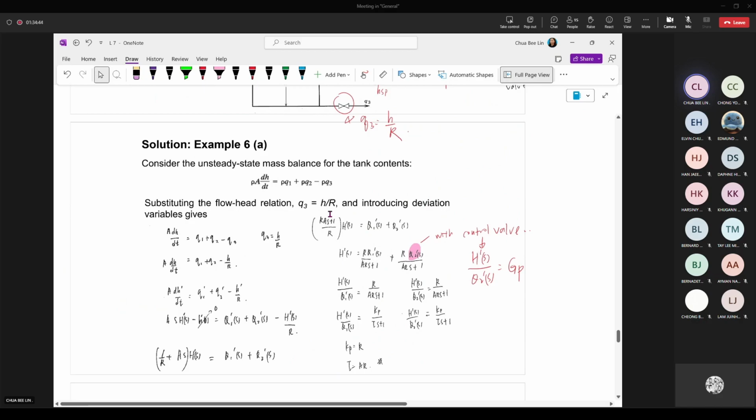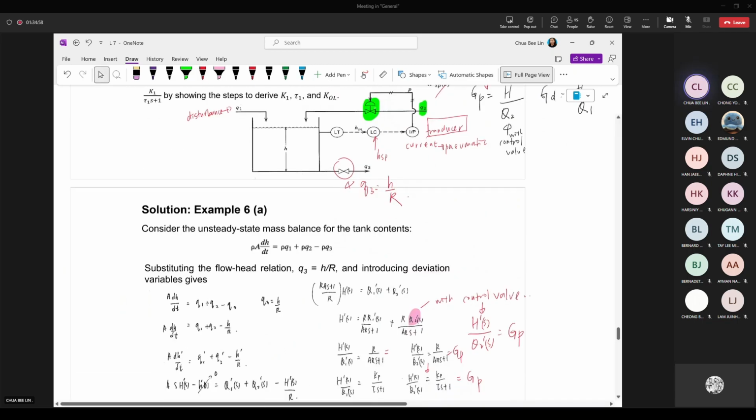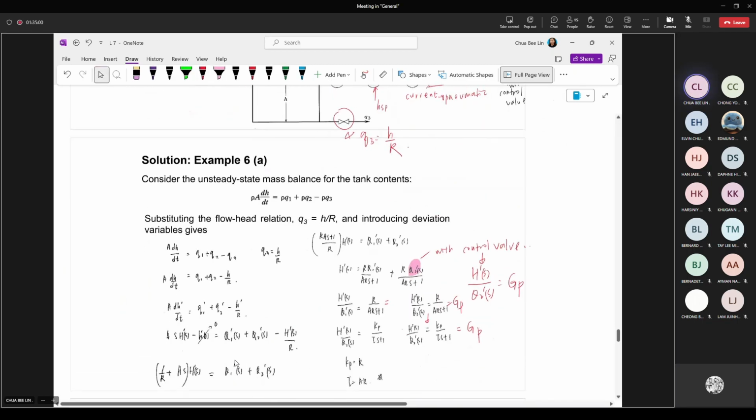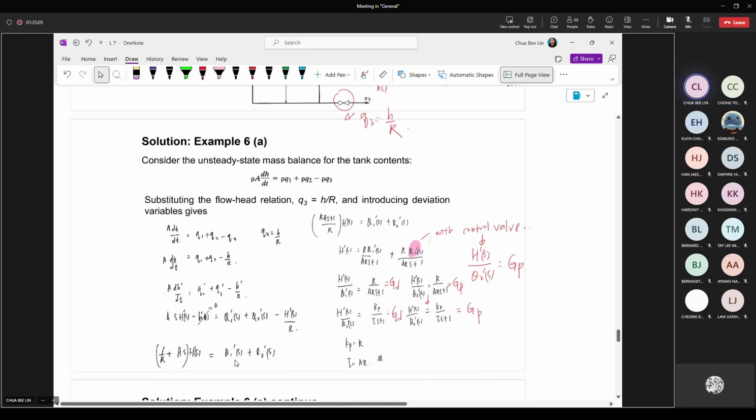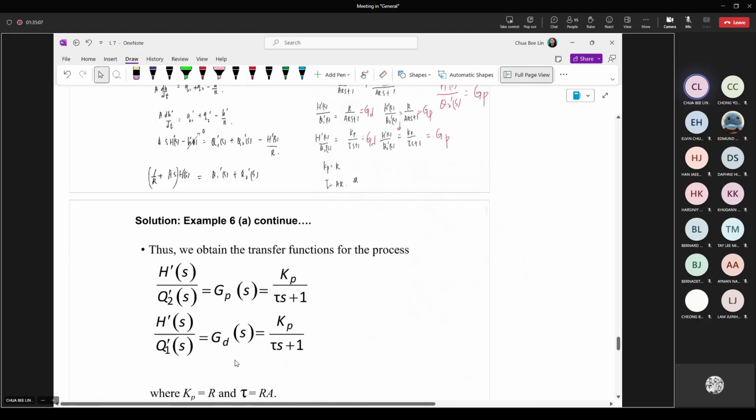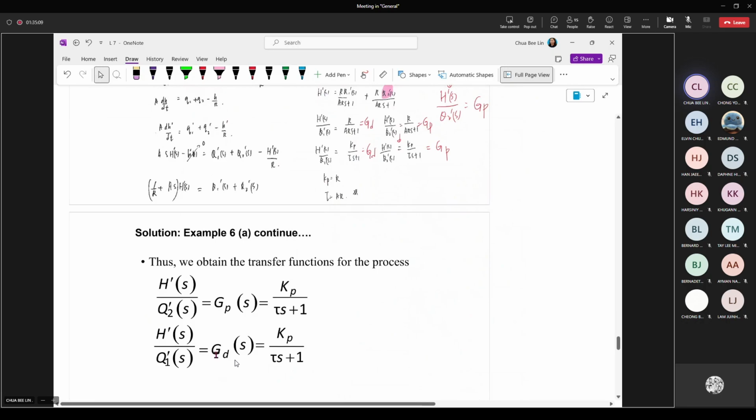Just like you have this as your GP, it is the same, right? Okay, same. So this one is your GP. And this one, Q1, is the disturbance. So Q1 disturbance means this will be your GD. Okay, thus we obtain the transfer function for the GP and also for the GD.